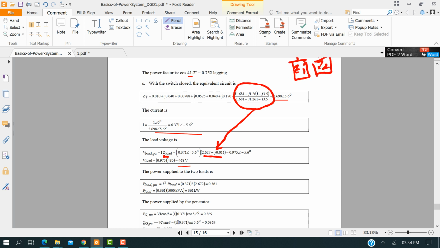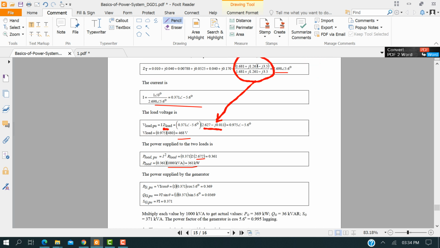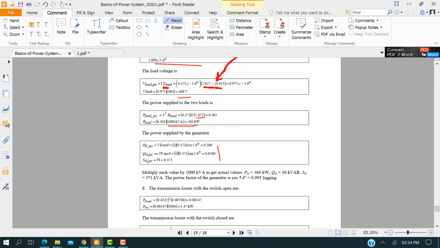And here is R load. How can we get this? R value is 0.2672. Here is a C, just load is an R, and this is X, just I square R, the load transfer. Power supplied to the load is always I square R, and the actual value can be given by multiplying the base value with the per unit values. Similarly as before, the power delivered is VI cos theta, reactive power VI sin theta, and all, and multiplying by 1000 kVA with this per unit value, we will get the actual value.